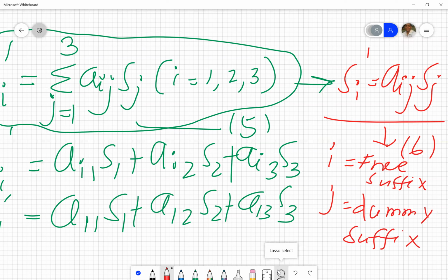The dummy suffix has only the purpose of indicating the summation. Exactly the same three equations would be produced if some other letters were used as the dummy suffix. There are two suffixes, one is the free suffix and the other is the dummy suffix. In place of j, we can write r also. If you write r, your equation will be ai r sr. So you can write anything as the dummy suffix.